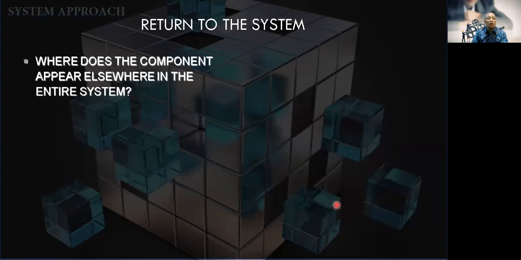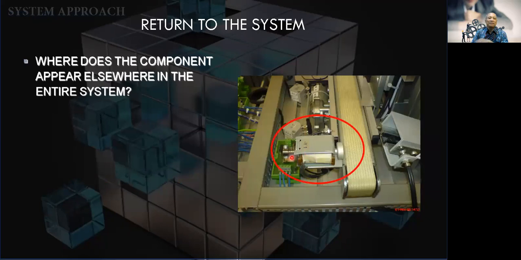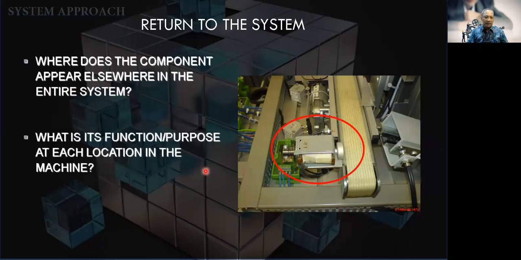So after that we go to the system again and check where the component appears as well in the entire system. We check again, with the same solenoid. If it doesn't work, we know what to do. So it's not just studying the component, but studying the component within the system. But of course, we must first understand what the system is for. There's a big question of what its function or purpose is at each location in the machine, and then we copy the same checking like before.